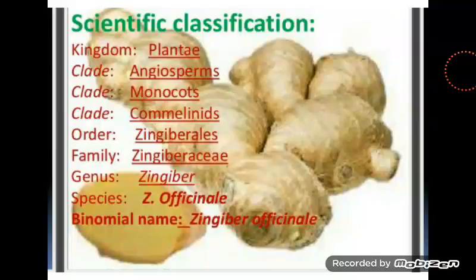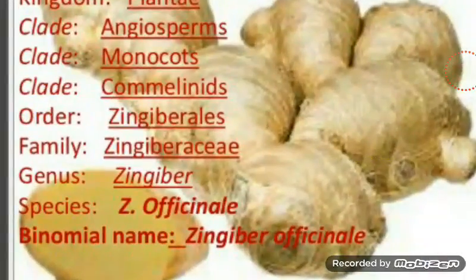However, the major things you need here are three, which are the family, the genus, and the specific name. So please take note of that. And the binomial name, which is the combination of the generic name and the specific name, is Zingiber officinale. Please take note of that. Those are the things you need here, basically.